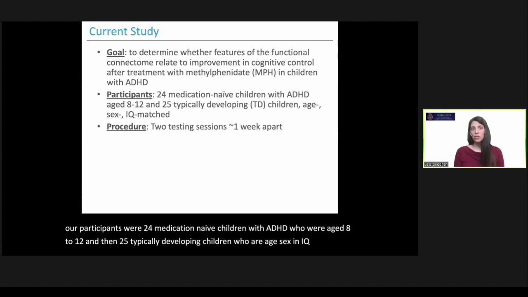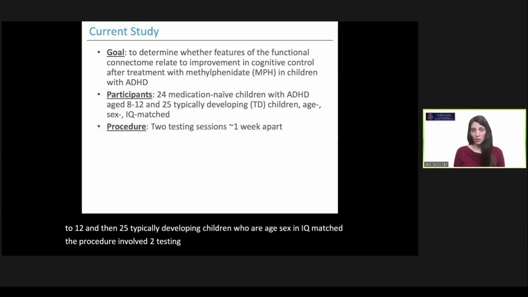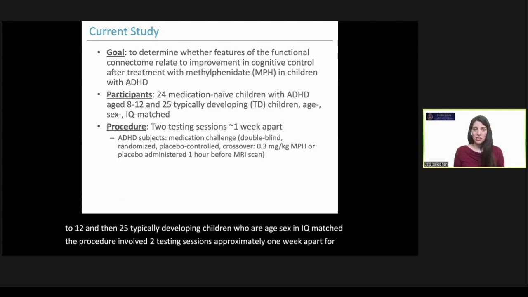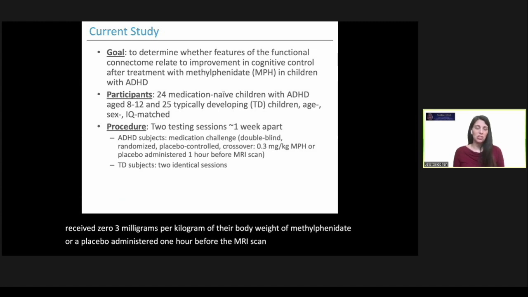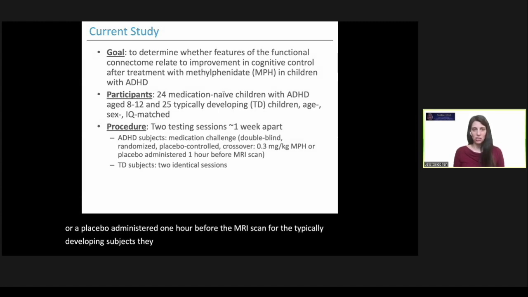The procedure involved 2 testing sessions approximately 1 week apart. For the ADHD subjects, they participated in a medication challenge. So this was double-blind, randomized, placebo-controlled, and crossover. And each subject received 0.3 milligrams per kilogram of their body weight of methylphenidate or placebo administered 1 hour before the MRI scan. For the typically developing subjects, they participated in 2 identical sessions with no drug or placebo.